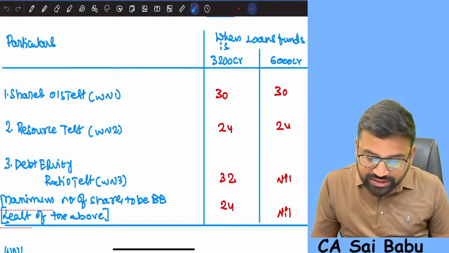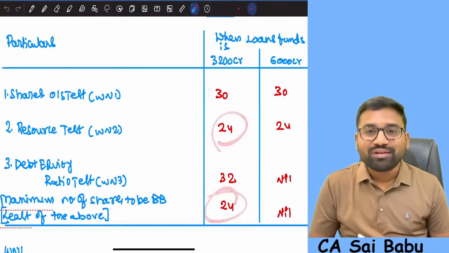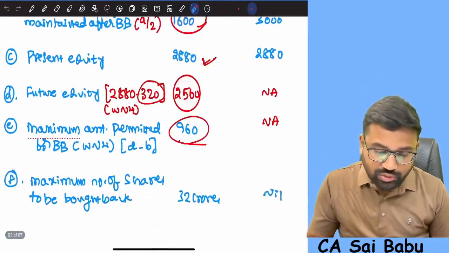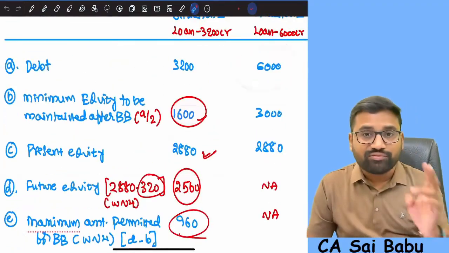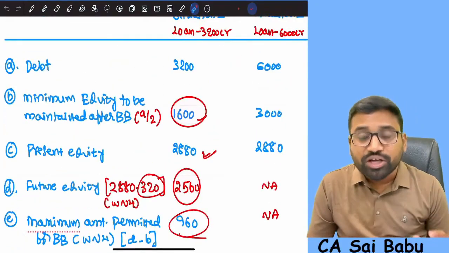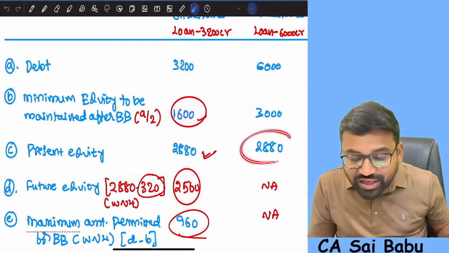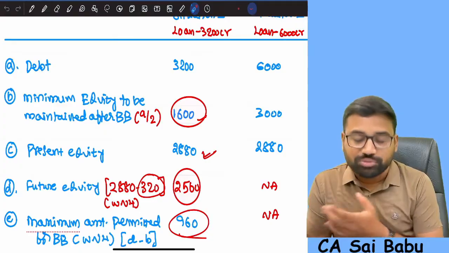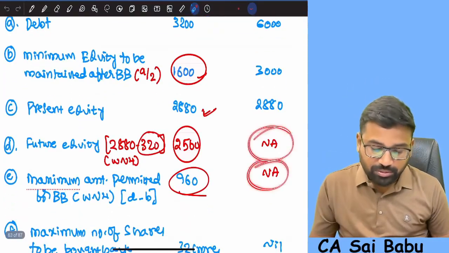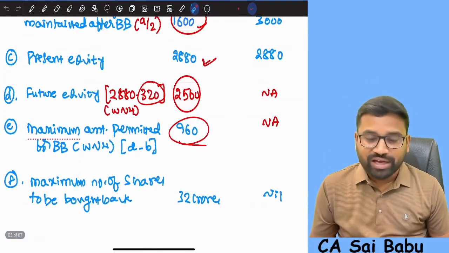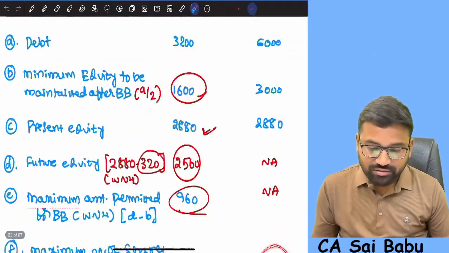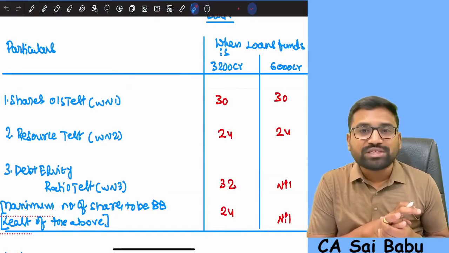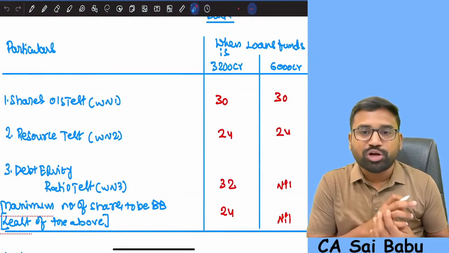So least of the above three is what? 24. Now come to second situation. Loan funds are 6,000 crores. Sir, when my debt is 6,000, equity to be maintained is 3,000. What is the present equity? 2,880. Therefore, buyback is not permitted because reduction in equity is not possible. Therefore, not applicable. Maximum number of shares to be bought back as per last test is nil. That means when the loan funds are 6,000 crores, the maximum number of shares to be bought back is nil.